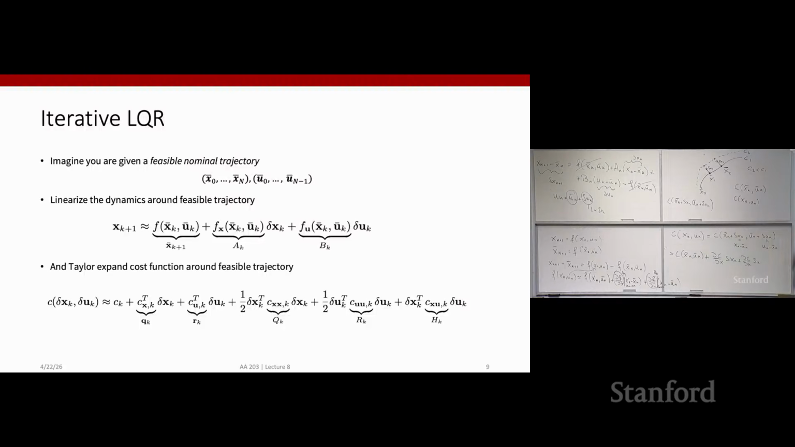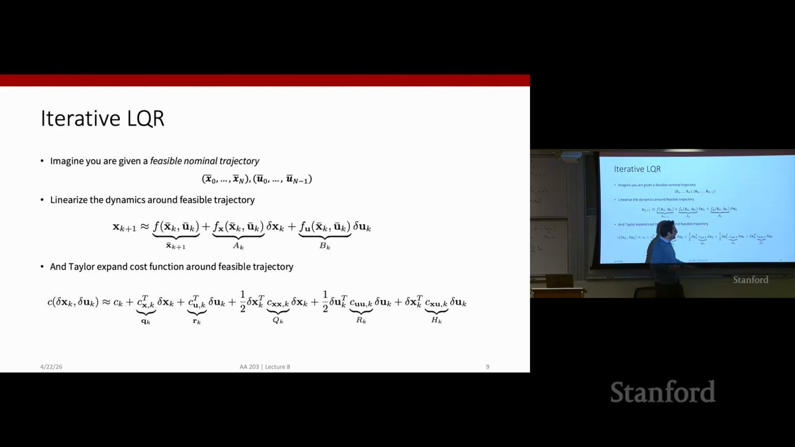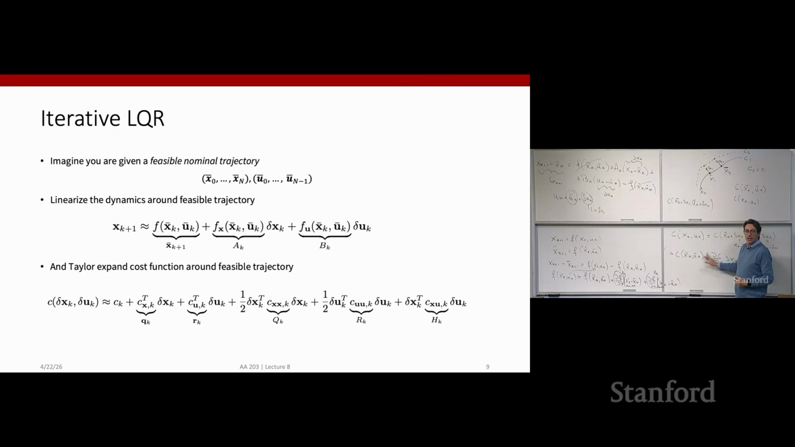So here, subscript x means that you are taking the derivative of the cost function with respect to the x variables. Subscript u means that we are taking the derivative of C with respect to the u variables. Double x means that we're taking twice derivatives with respect to the x variables. And xu means that we take a cross derivative, first with respect to x and then with respect to u. Here we're just doing a Taylor expansion of the function C(x, u) around x bar, u bar, up to second order.